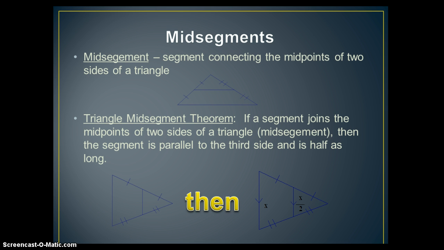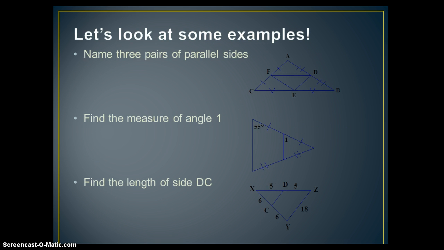So this theorem gives us two pieces of information. First, if we have a midsegment, we know that segment is going to be parallel to the side that it doesn't touch, and it's also going to be half the length of that side. So let's look at a couple examples.